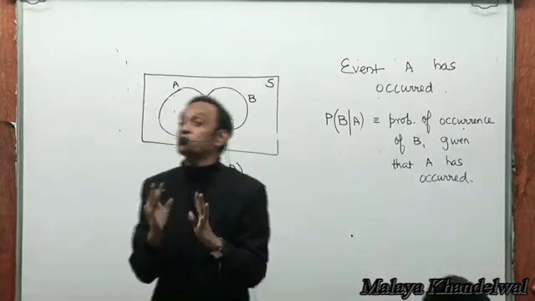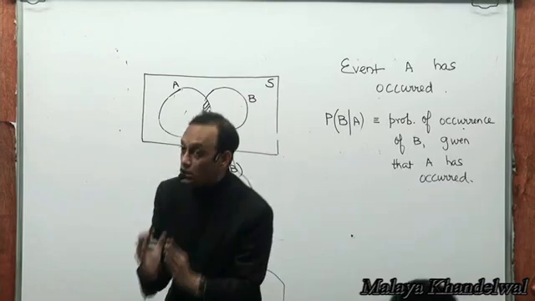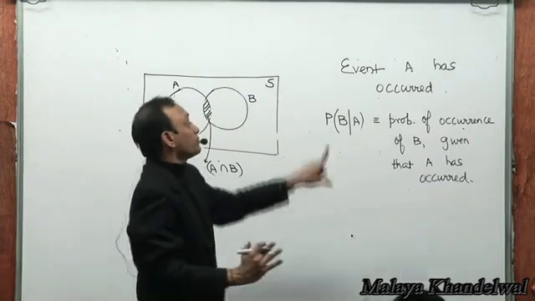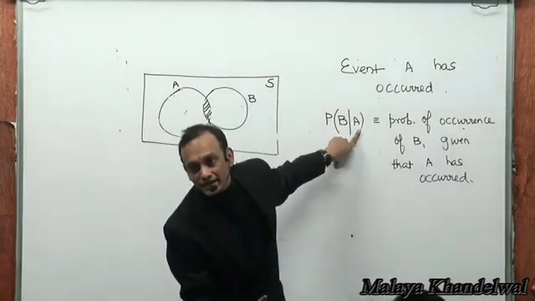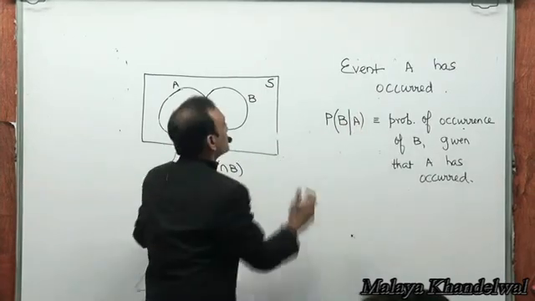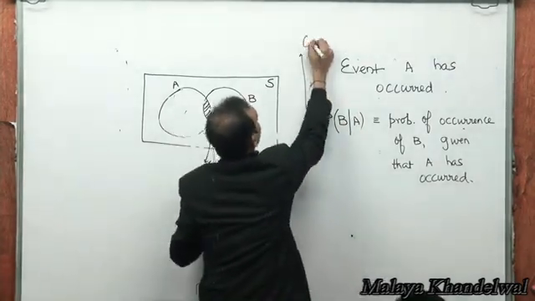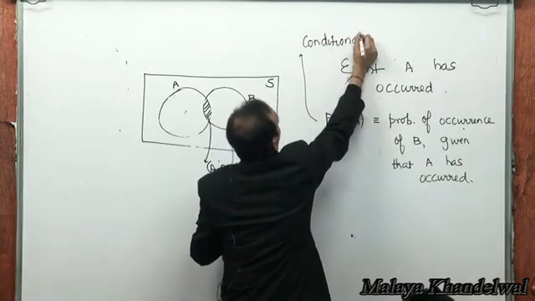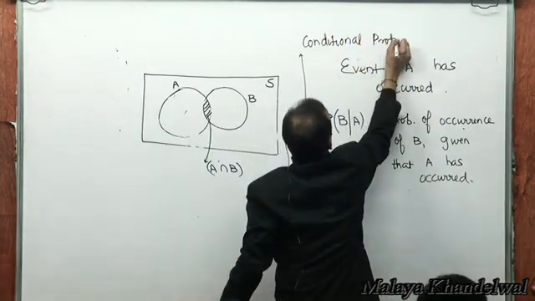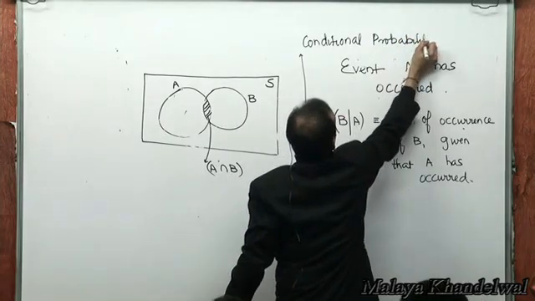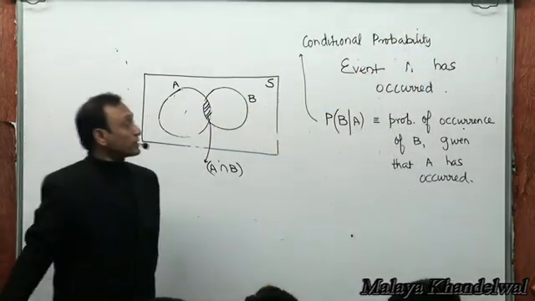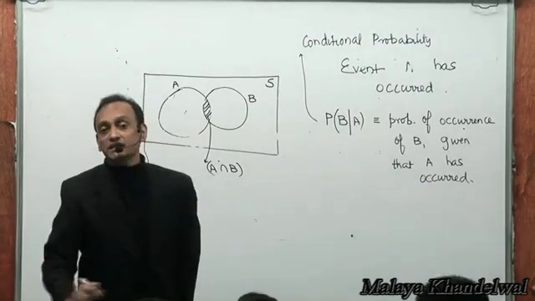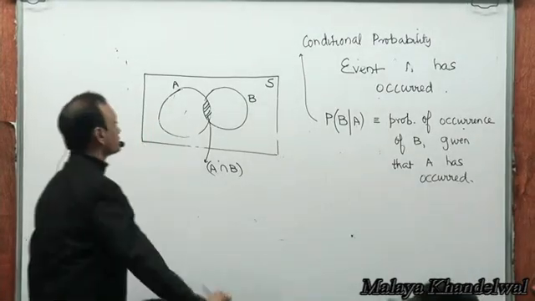This is called conditional probability. The probability of B given that A has occurred is conditional probability.